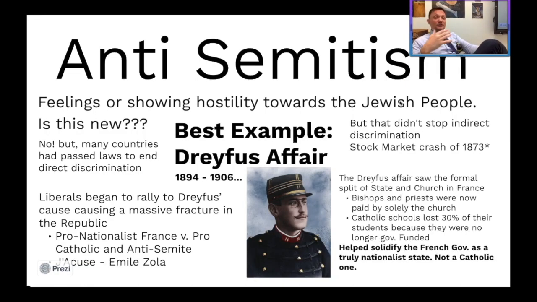So going into it, what you have to understand, though, is that the Dreyfus Affair is going to see the formal split of the state and church in France, right? And so bishops and priests are now going to be paid solely by the church because literally these conservative Catholic Christians are no longer going to be able to hold up their government or hold up their ideas based on these anti-Semitic conservative values, right? And so also what you need to understand, though, is Catholic schools are going to lose 30% of their students because they're no longer being government funded.